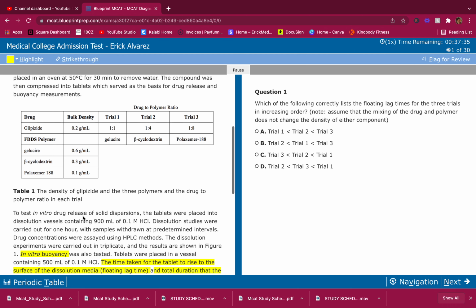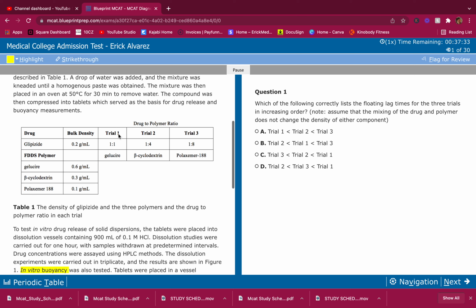Okay. Simple. Density sinks to the bottom. If something is dense, it's going to sink to the bottom. What about buoyancy? Well, okay, if something is heavier, something is more dense, it's going to take a longer time to float. If something is less dense, it's going to take a quicker time to float.